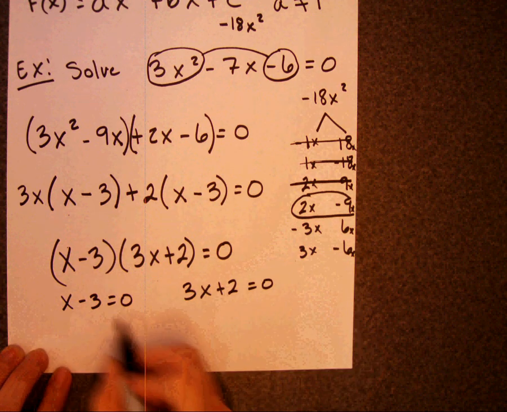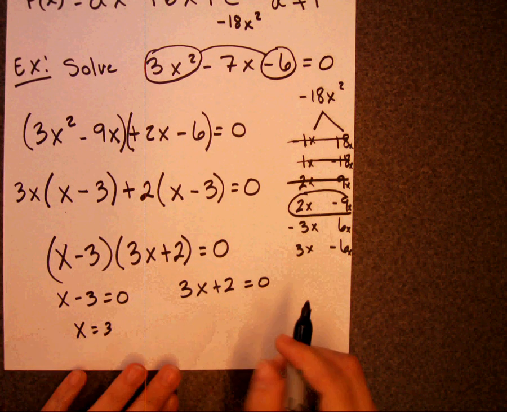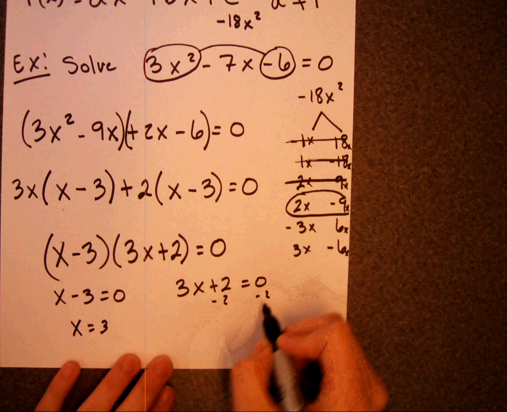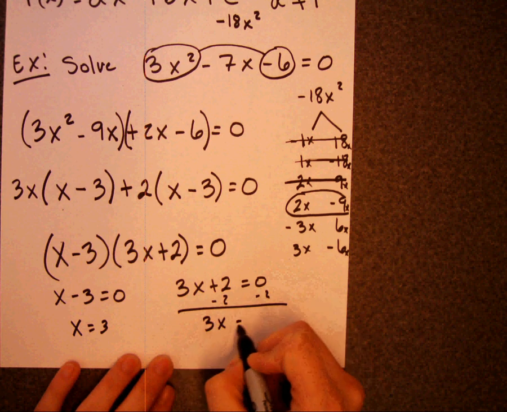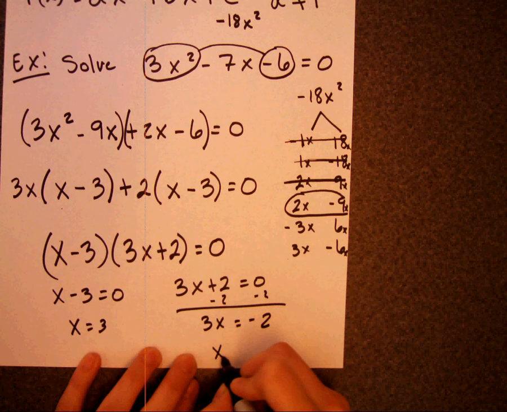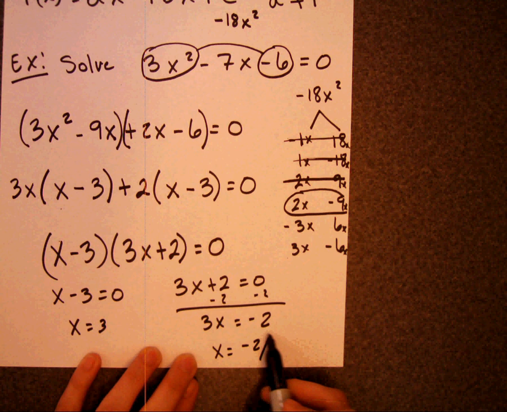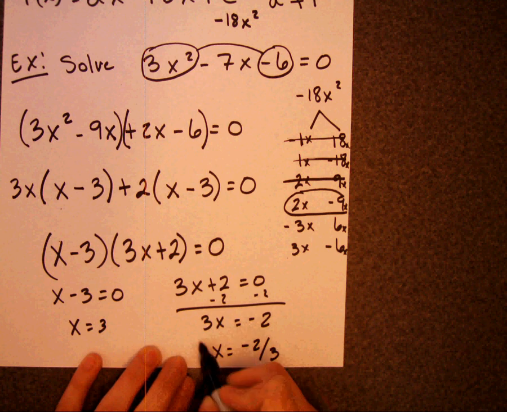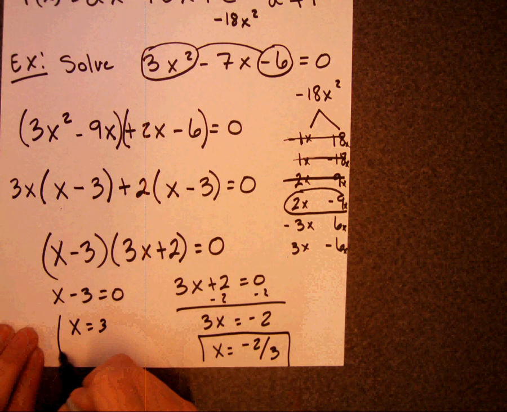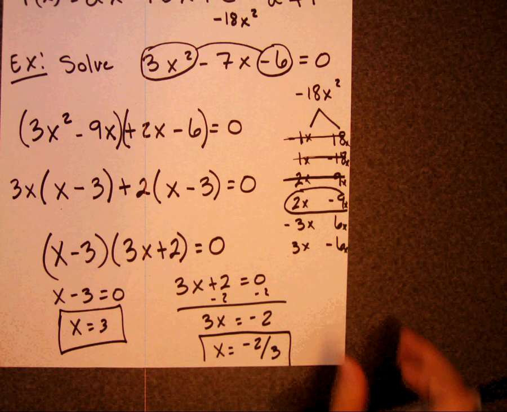This one, add 3 to both sides, and I get x is equal to 3. This one's got a couple of steps, so I'll subtract 2 from both sides. I get 3x equals negative 2. And divide both sides by 3. I get x equals negative 2 divided by 3. This answer is reduced completely, so these are my two solutions, or roots, or zeros, or x-intercepts, whatever you would like to call them. All right, so one more example of that.